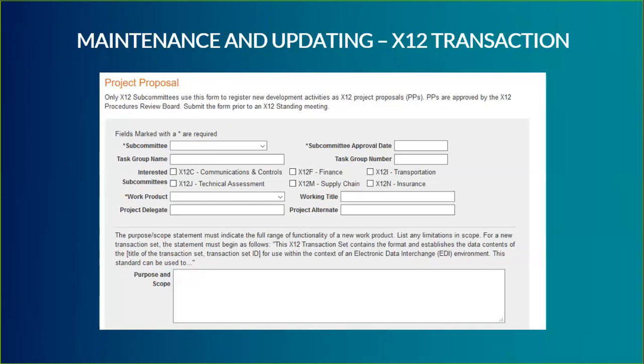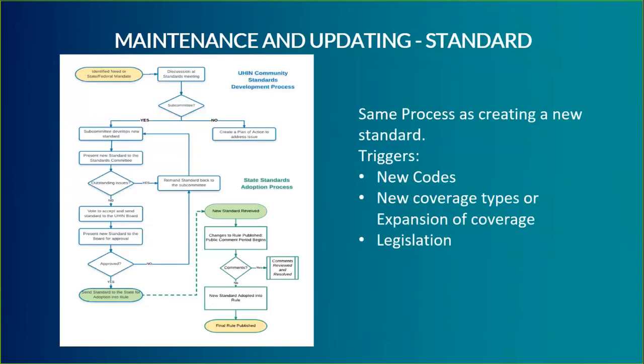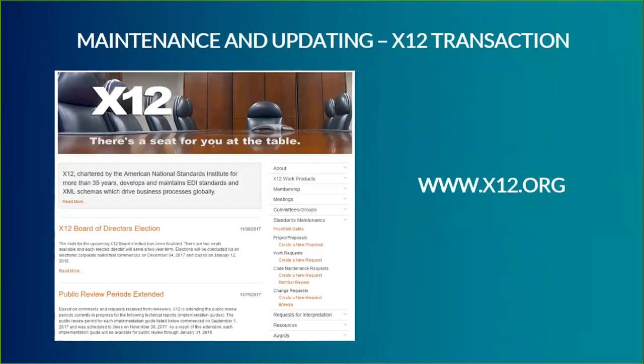Okay, so this is where you go. You go to www.x12.org, and if you look over to the right-hand side, what you'll see is if you want to create a project proposal, it says create new proposal. If you want to do a word request, you can create that.